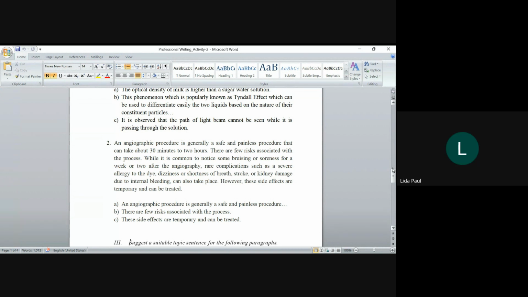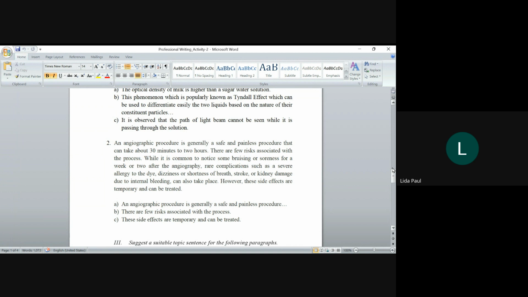Yeah, an angiographic procedure is generally a safe and painless procedure, right? Because the rest of the sentences are all going to talk about this only, right? If I am to choose the second one, then what would be wrong? If I say there are few risks associated with the process, if that is what I'm going to choose, then what do you think would be the problem? Are all the rest of the sentences about that?